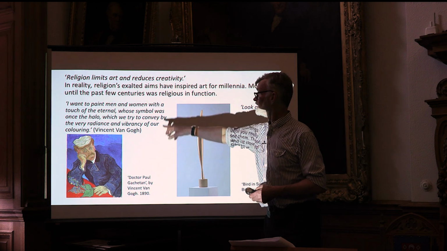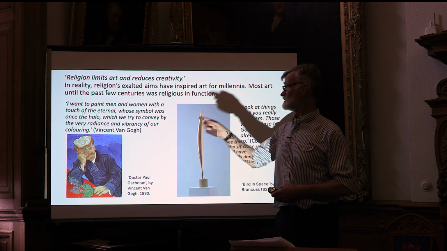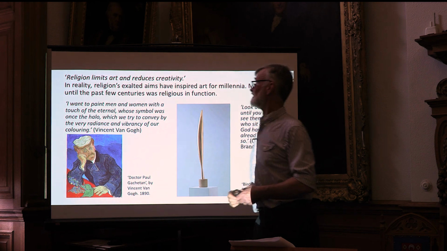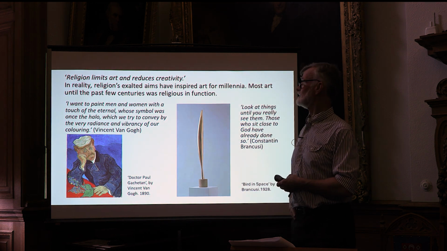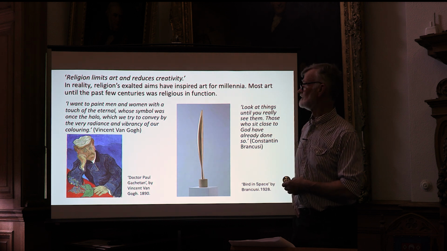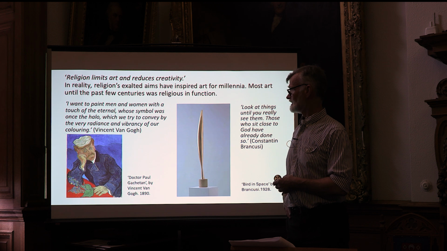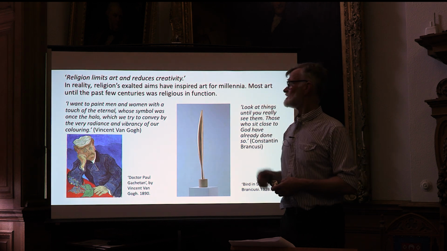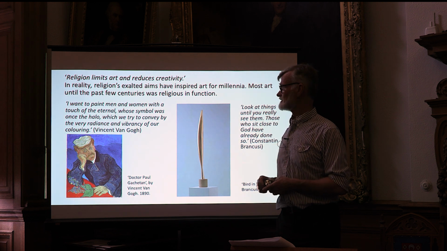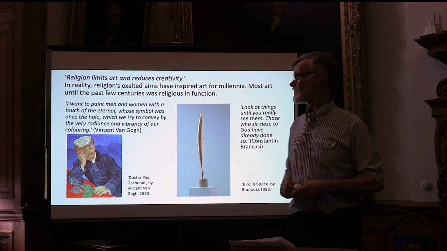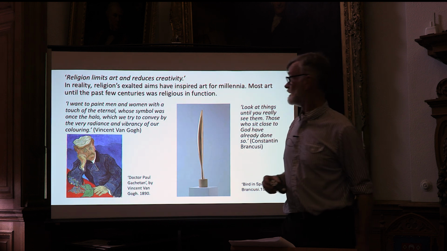So let's read this from Vincent van Gogh, writing to his brother Theo. "To convey men and women with the touch of the eternal, whose symbol was once the halo, which we try to convey by the very radiance and vibrancy of our colouring." That's it. And as you probably know, Vincent van Gogh trained as a preacher, as a missionary. So very much sort of thinking like a Christian. So his intense colours were just his way of expressing what the halo used to express.